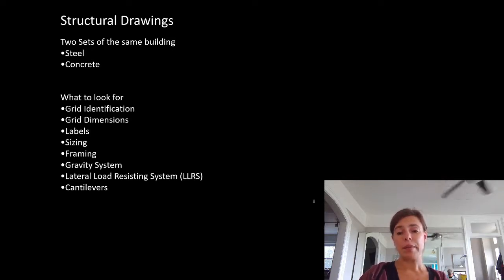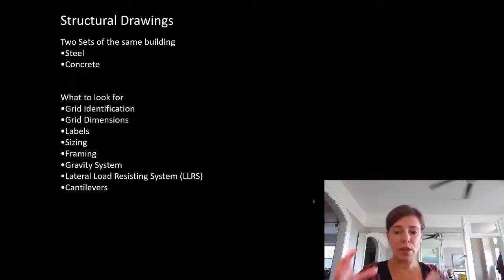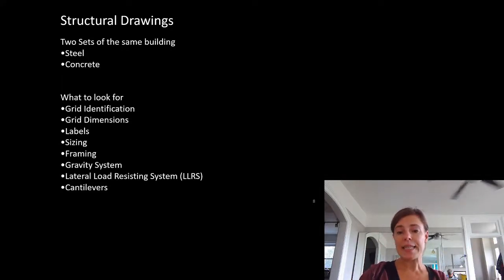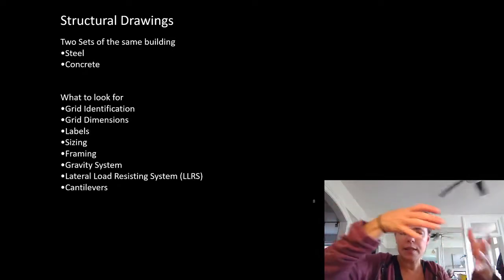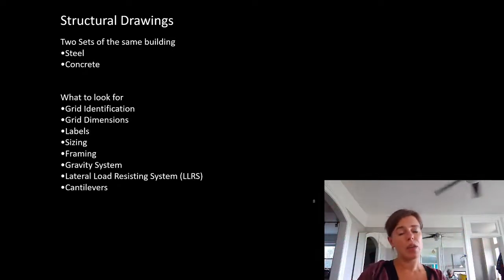Framing. What is the layout? Where are things spanning to? What's picking it up? Does it make sense? So is there a gravity system? Is it stable? And if wind were to blow on it or seismic loads to come along, is it stable? I.e., does it have a lateral load resisting system? That means something in the walls that stops it from tipping over. Again, you don't know what a lateral load resisting system is yet, but we're going to talk about that a lot throughout this term, and you're going to need to be able to identify it.